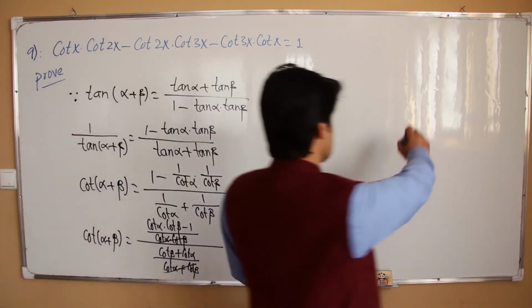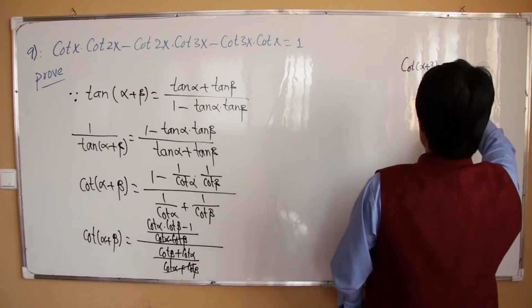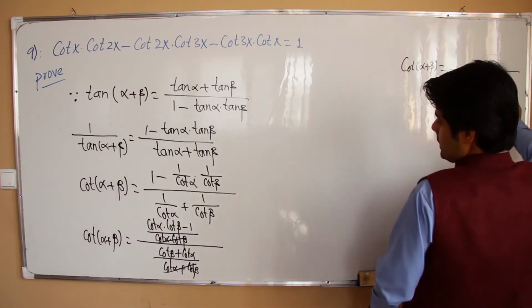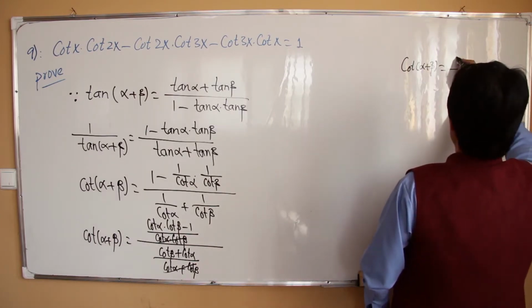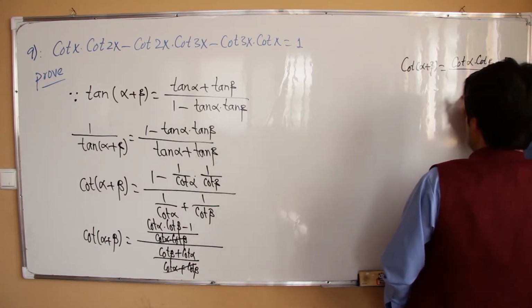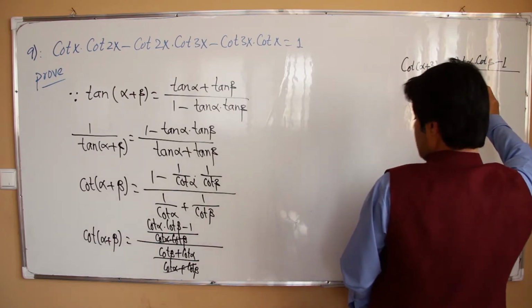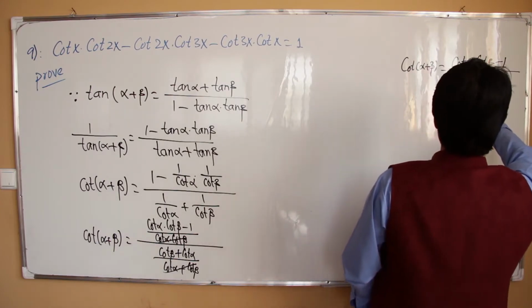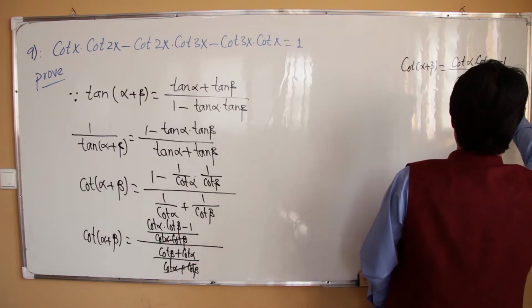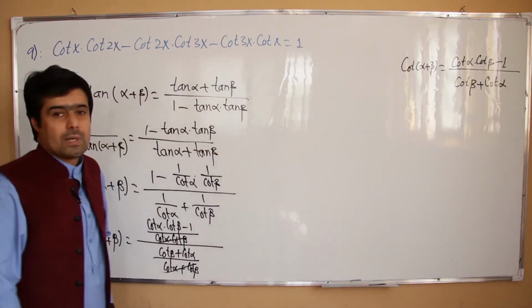So what did we find? Cotangent of alpha plus beta is equal to, what is in the numerator? Cotangent of alpha times cotangent of beta minus 1. In the denominator we have cotangent of beta plus cotangent of alpha. This is our formula for cotangent of alpha plus beta.